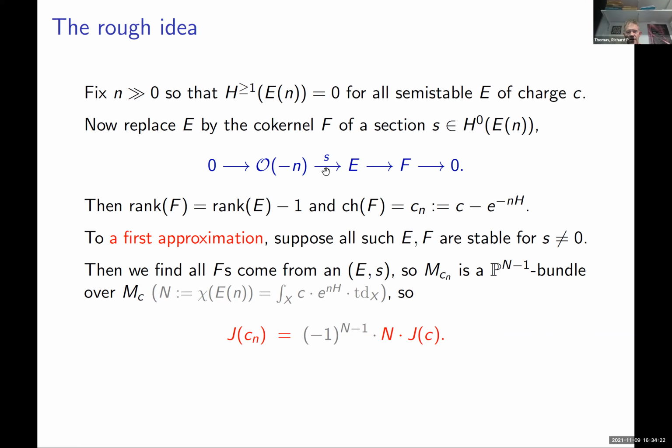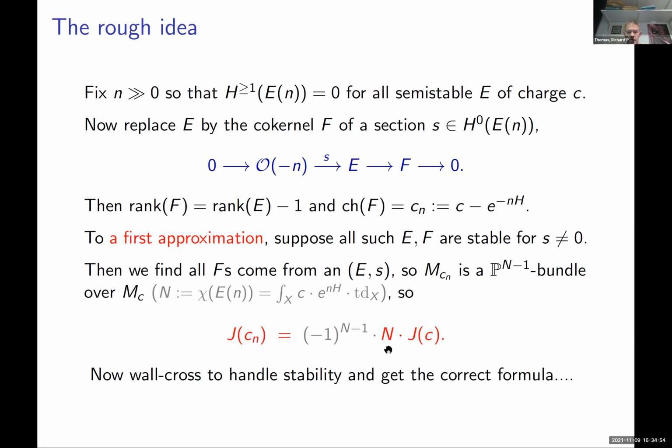This is what replaces rank R sheaves by lower rank sheaves, here rank R-1. And as I say, later we'll get corrections from even lower rank. If this weren't just an approximation, if this were really true, then we'd be done. We'd have expressed the rank R DT invariant J of C as a universal formula in terms of rank R-1 invariants J of C_n. Then we have to wall cross to handle stability and get the correct formula. Any questions about this? This is the key slide, really.